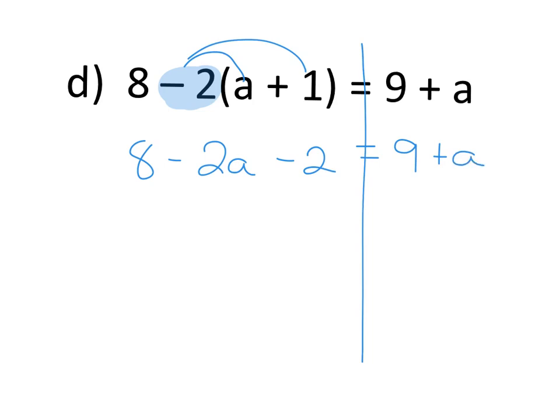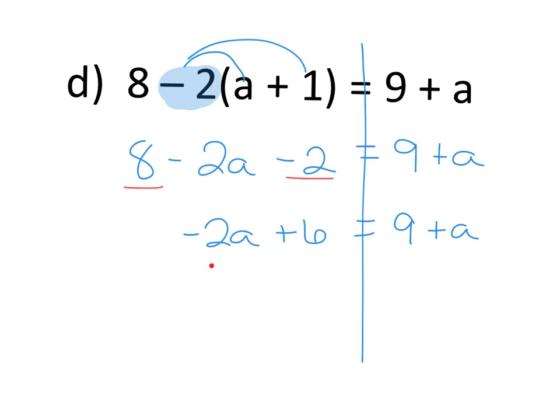So I've distributed. Now, before I do anything moving things side to side, I'm going to combine like terms. I'm going to put the 8 and the negative 2 together. So I'm going to get negative 2a. 8 minus 2 is positive 6 equals 9 plus a. Okay, so now that I've done my first 2 steps, now that I've distributed, now that I've combined like terms, now I'm going to move side to side, okay?